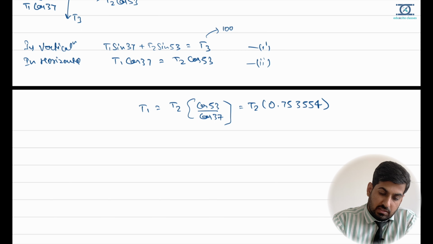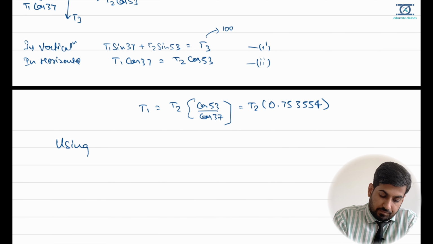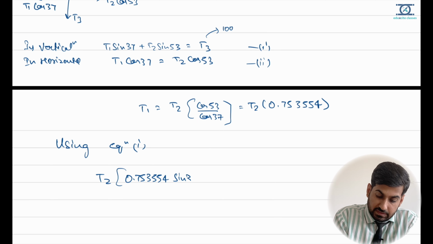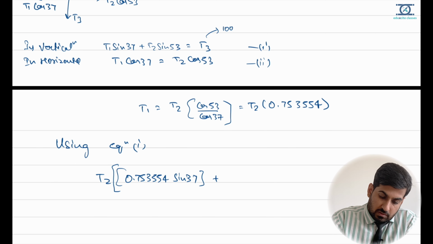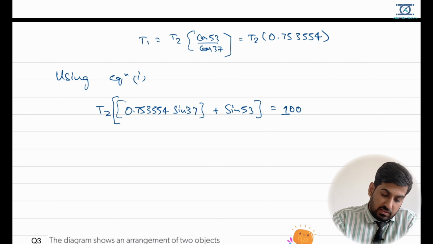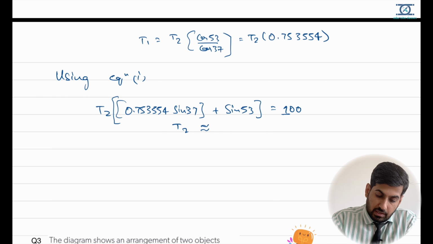So I will place this value of T1 as T2 times this in the first equation. So using equation 1, I can say T2 gets common, so 0.753554 times sine of 37 plus sine of 53 is equals to 100, because T3 is equals to 100. Now using this you can solve the equation, you will get nearly around T2 as 80 Newton.